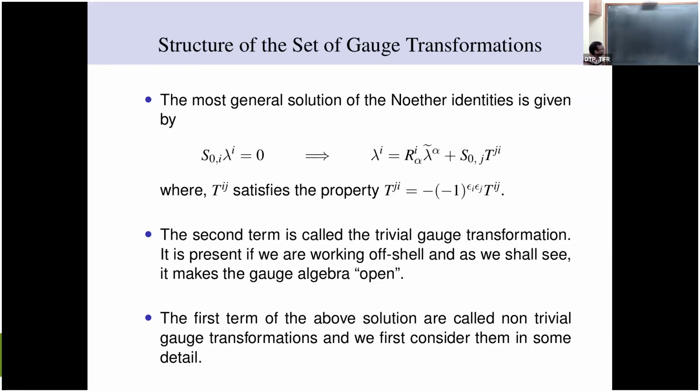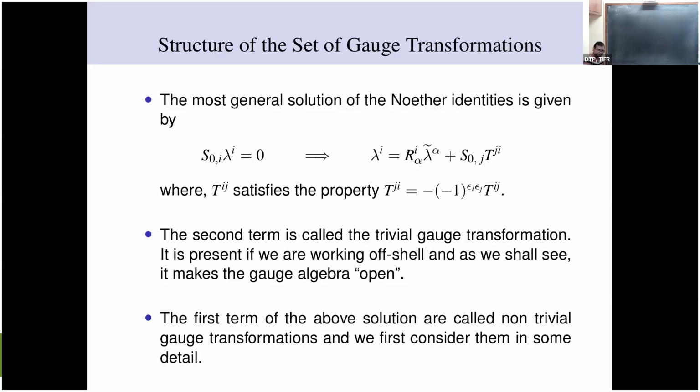Okay. And so the second term is called the trivial gauge transformation, and it is present if we are working off shell. Of course, if we are on shell, then it is 0. But as we shall see, it makes this gauge algebra what we call open. Right now it's just a word, but we will define more precisely the meaning of this open algebra.